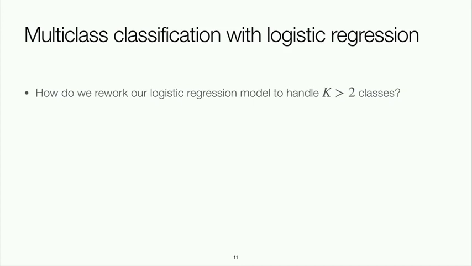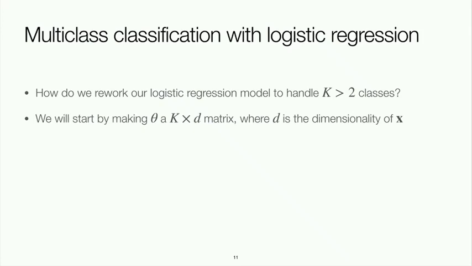Yes, it was a d-dimensional vector that we just dotted with our x in order to produce a single number. What we're going to do now is make our parameters theta a k by d matrix, where d is still the dimensionality of x, but k is the number of classes that we have.